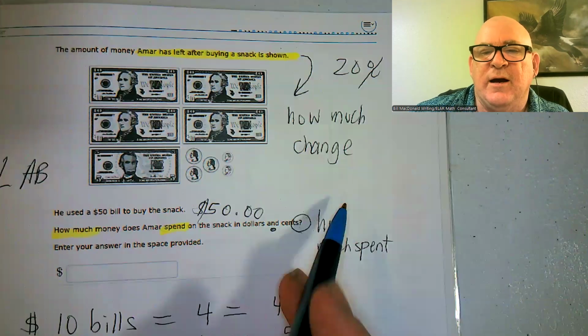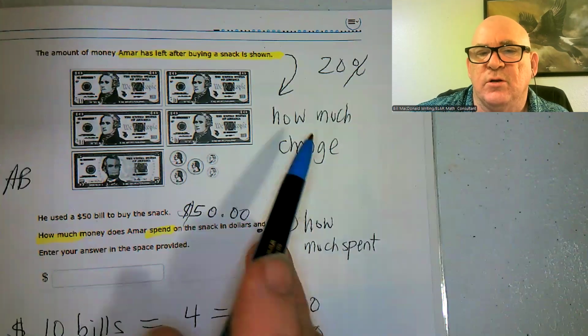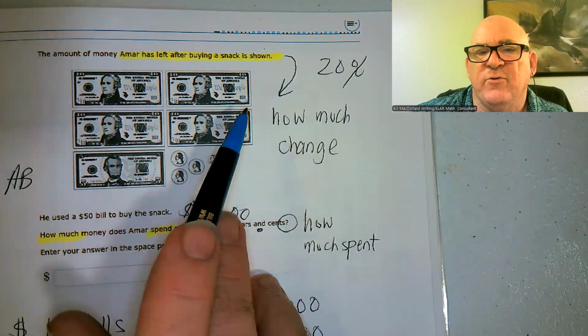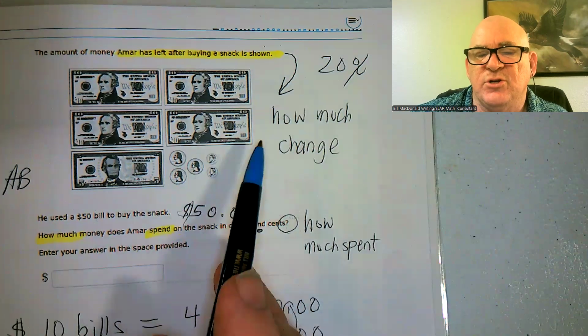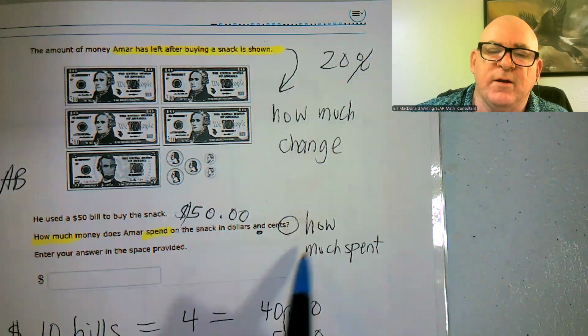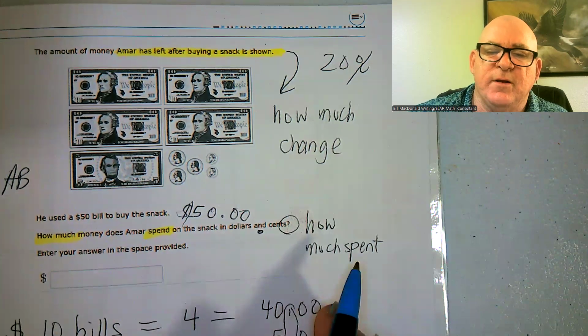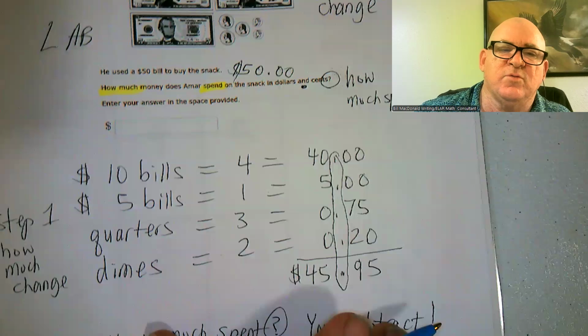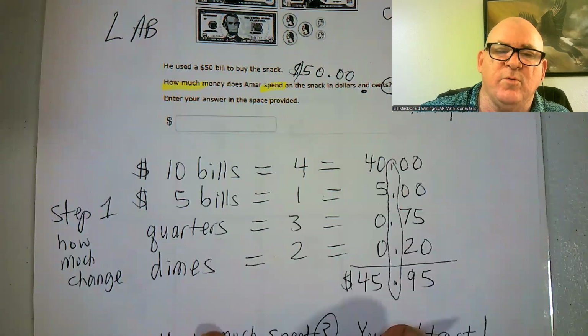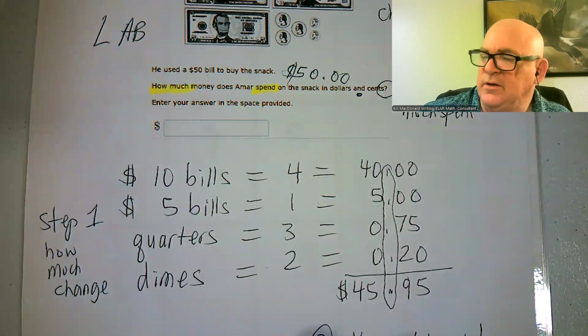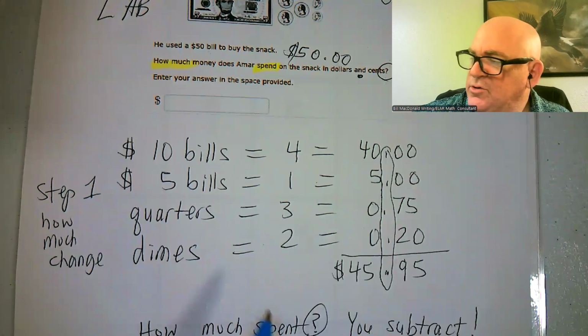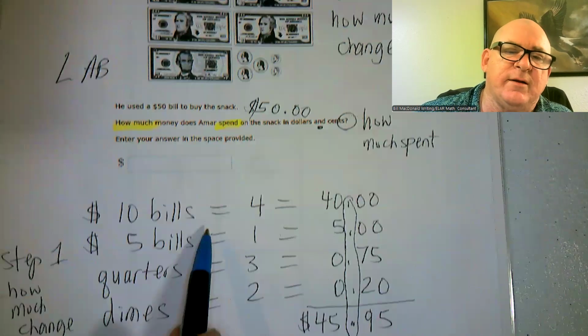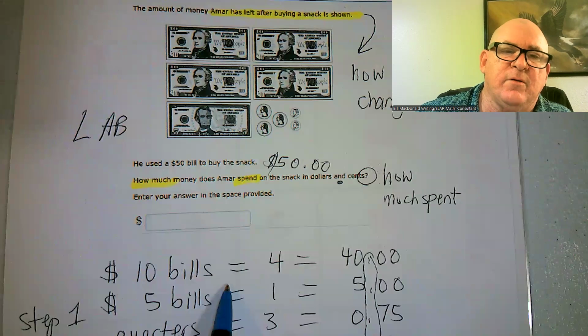So, how much change you subtract? You were trying to figure out how much change you would get. And if you wanted to know how much spent, you subtract. So this was a two-step problem. Step one was using page 28 and 29. Let's break down the amounts.